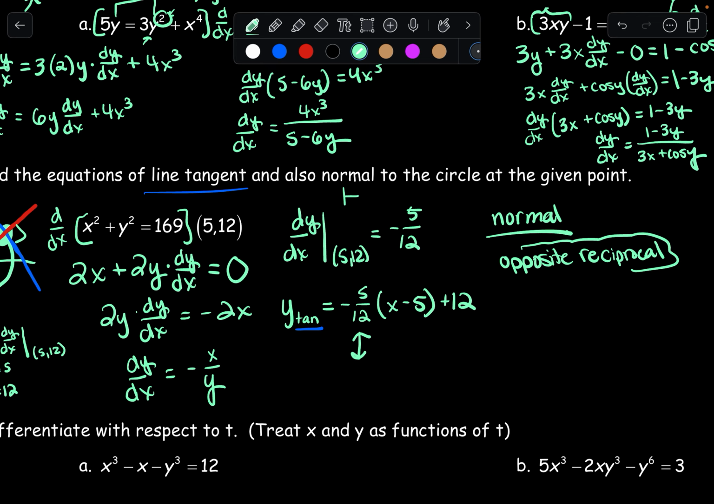Opposite reciprocal. So let's do it. So we have y, I'll say norm for normal. That's the red line in the graph, is equal to, opposite means we'll make it positive, reciprocal means we'll flip the denominator and the numerator, 12 over 5, x minus 5 plus 12.